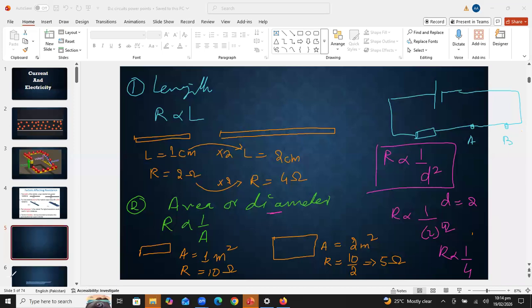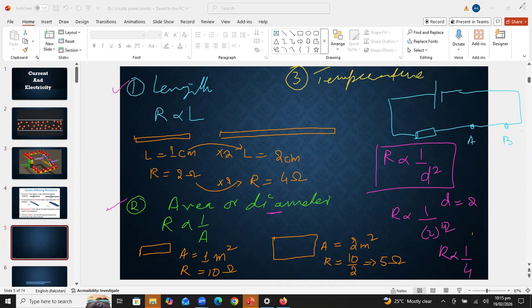So I have discussed two factors with you. Area and diameter lie in the same category. The first factor is length. The second factor is area or diameter. Now I am going to discuss the third factor which can affect the resistance of a wire. The third factor is temperature. Temperature and resistance are directly proportional.